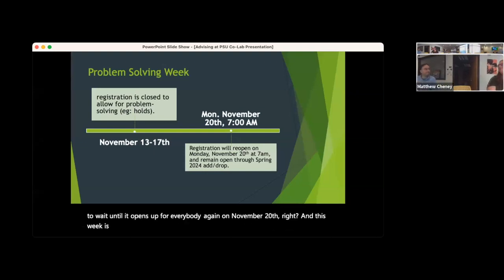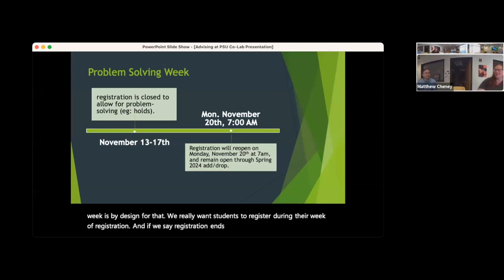Right. And this week is by design for that. We really want students to register during their week of registration. And if we say registration closes on the 13th, you won't be able to register. It gives them a little more incentive to register on time, which is something we dealt with a lot in the past, of students just waiting, not taking it seriously, waiting until way down the line to register. So this really has helped encourage students to register earlier on. And that makes it so much easier to plan classes, and we don't end up canceling as many courses for under enrollment. We really need them to register during the registration time.